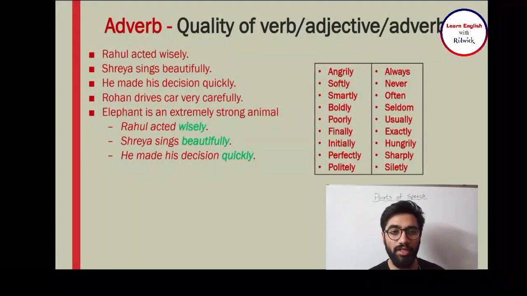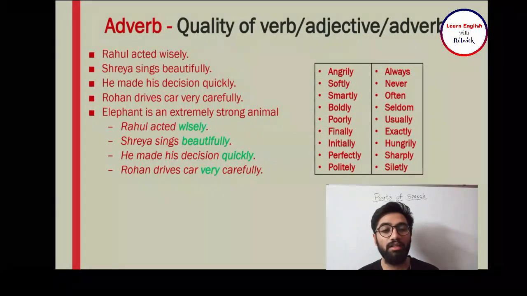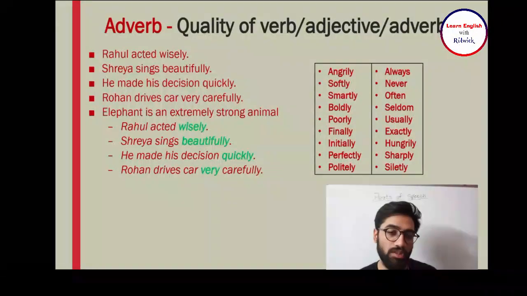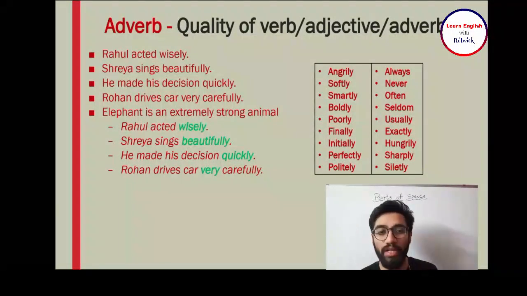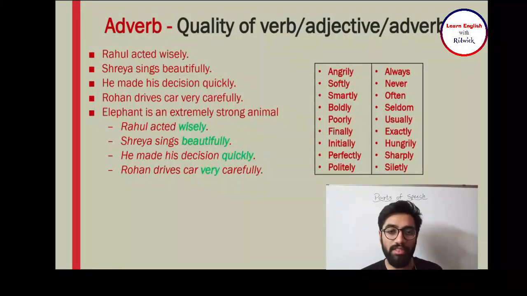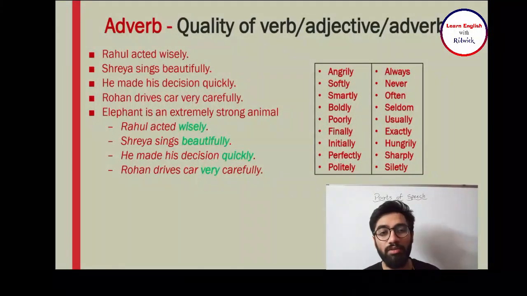Okay, the next sentence is a little tricky. There are two adverbs present in this sentence. The first is carefully, because when we use the word carefully, it already talks about the quality of Rohan's driving. By using the word very, we are emphasizing the adverb. It might be somewhat carefully or less carefully. In this sentence we have very carefully, so very is an adverb which qualifies the adverb, that is carefully.